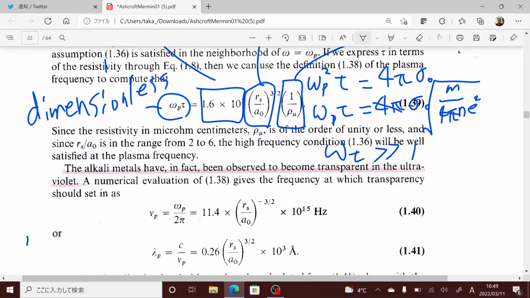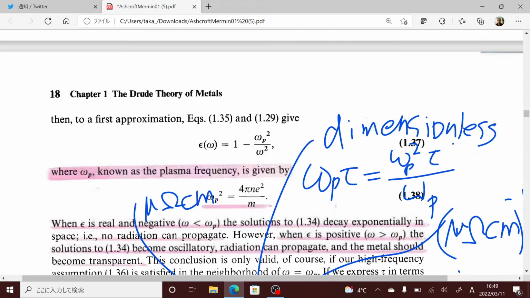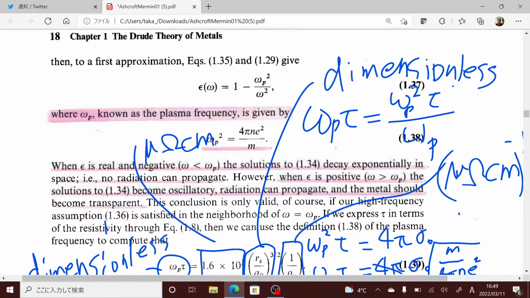Okay, maybe let's stop here. This is what page? 18. We start from page 18 next time.